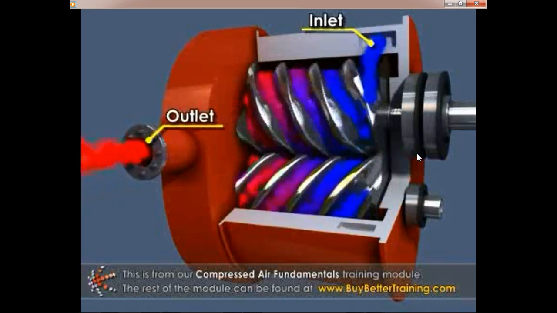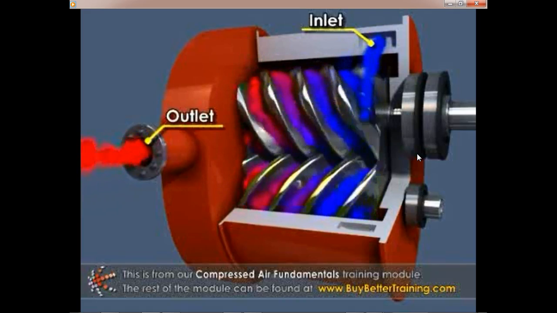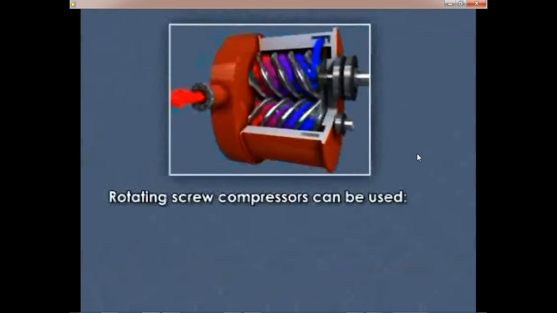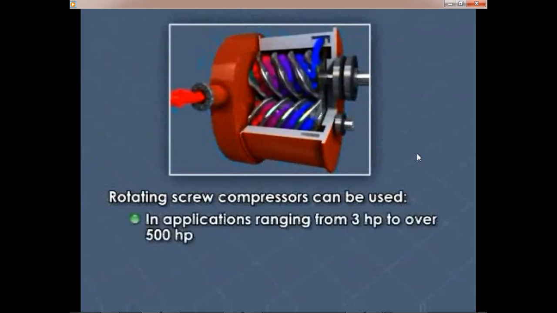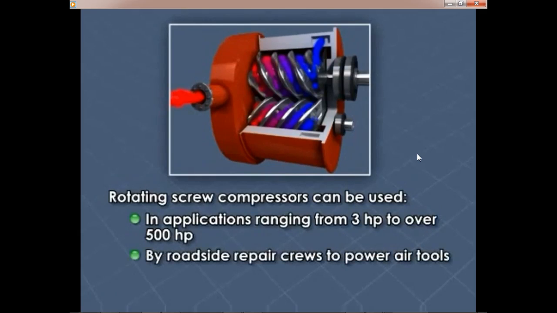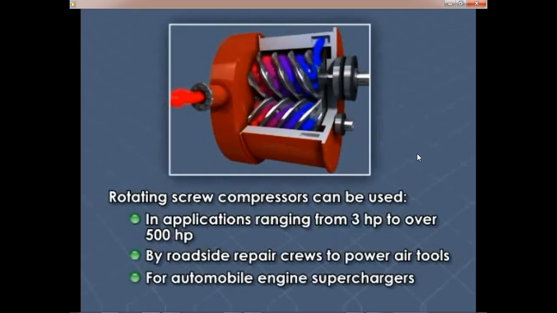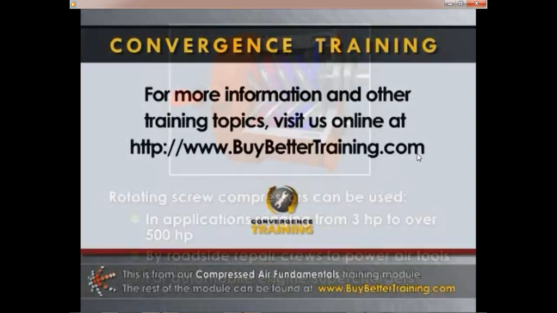The compressor is discharged from the opposite end of the intake. Rotating screw compressors can be used in applications ranging from 3 horsepower to over 500 horsepower. They are commonly used by roadside repair crews to power air tools and are also used for automobile engine superchargers.